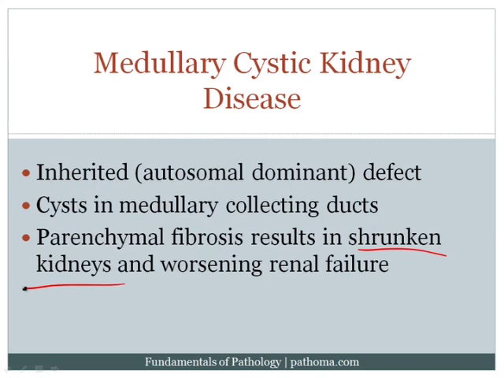Now remember that in polycystic kidney disease, whether it be adult form or juvenile form, the kidneys will be enlarged. However, in medullary cystic kidney disease, the kidneys are shrunken and the patients will present with worsening renal failure. So again, shrunken kidneys with cysts in the medulla of the kidney. And that concludes our congenital section. We're now going to move on to acute renal failure.